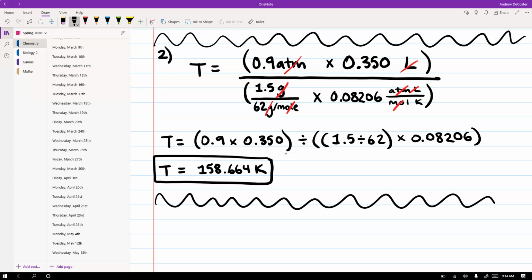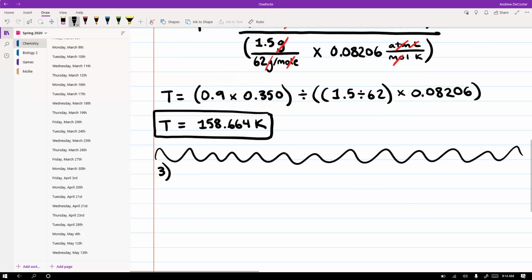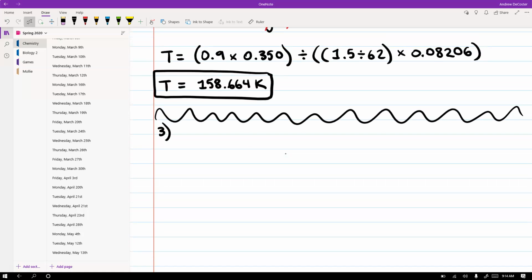All right, let's do a little squiggly line and let's try number 3. Come on, scroll. There we go. All right, number 3. A 975 milliliter bottle is filled with 0.75 grams of helium gas at a pressure of 7 atm. Calculate the temperature of the gas.